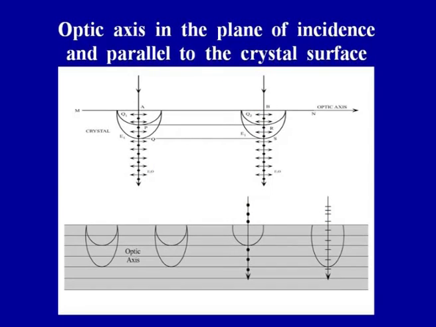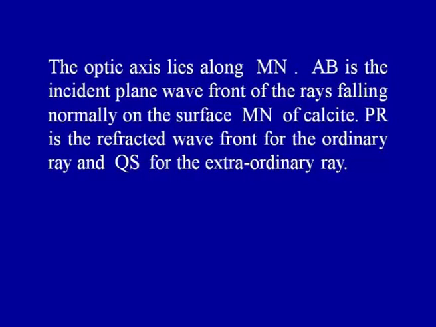First, we take up the optic axis in the plane of incidence and parallel to the crystal surface. The optic axis here lies along MN. AB is the incident plane wavefront of the rays falling normally on the surface MN of calcite. PR is the refracted wavefront for the ordinary ray, and QS for the extraordinary ray. They have been described earlier. We follow the same construction here.